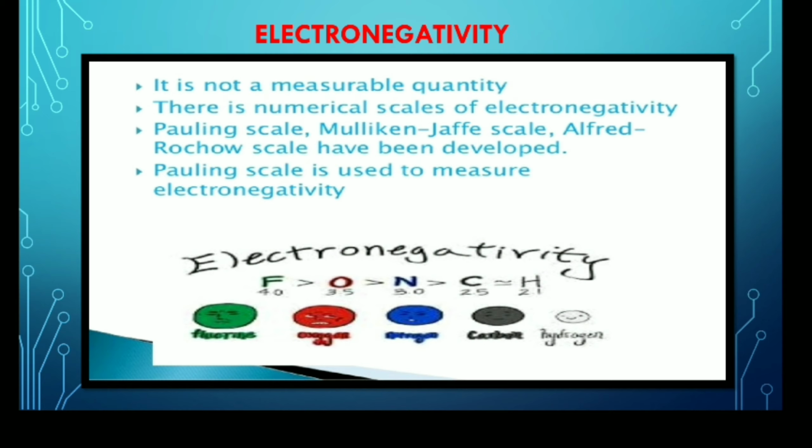Electronegativity is not a directly measurable quantity. There are numerical scales of electronegativity that can be calculated. Those scales are named the Pauling scale, the Mulliken-Jaffe scale, and the Allred-Rochow scale. The Pauling scale is the one used to measure electronegativity.